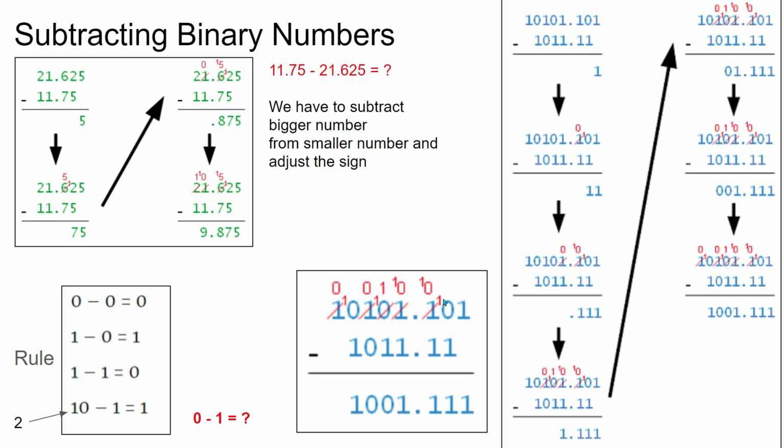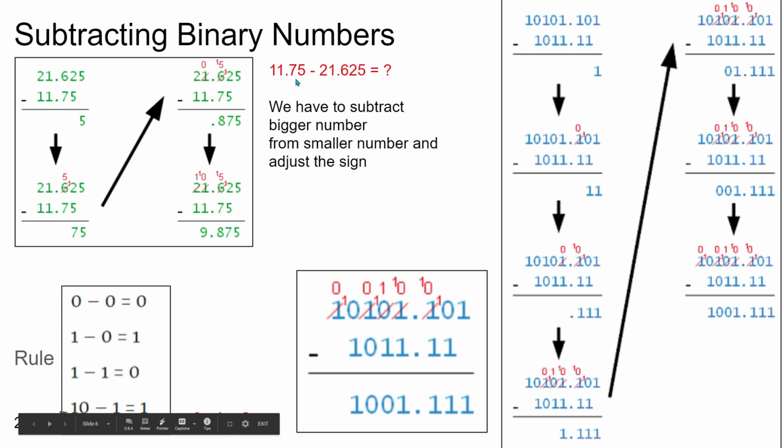If we subtract 1 from 10, that's the rule over here, we get 1. And the third last bit has a 0 over here, and if we have to subtract 1 from the 0 again, the same process repeats again and again, and we can do the subtraction.